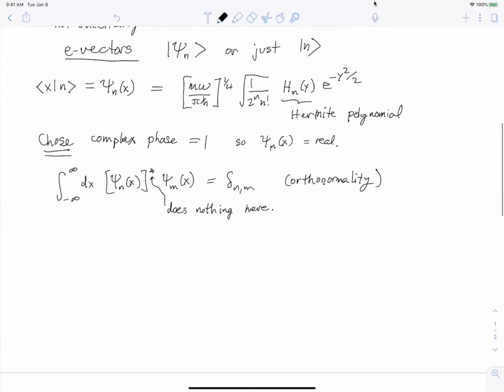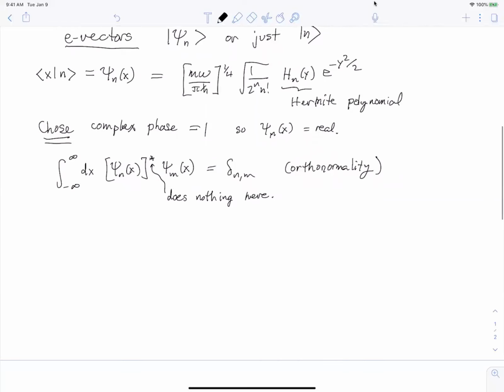So by the way, choosing the wave function to be real is not the same thing as choosing the ket to be real. In fact, choosing the ket to be real is something that doesn't really make much sense. And again, we'll talk about that in a little bit when we talk about the momentum representation of the same kets. Okay, so we have an orthonormality condition.